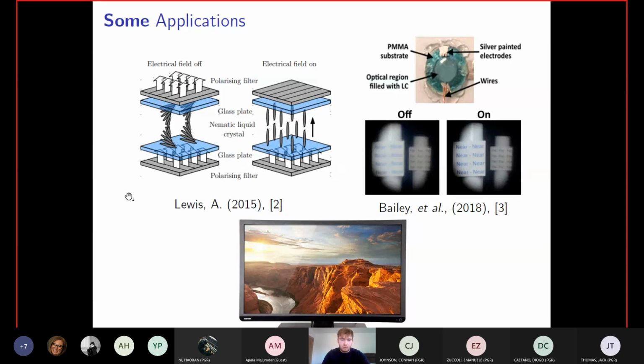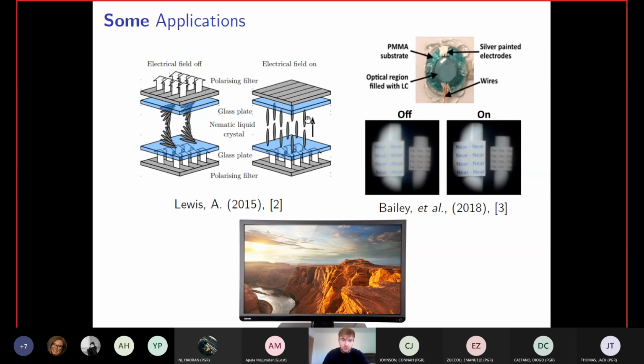Now let's look at some applications of liquid crystals. In this first image, you can see an example of a twisted nematic device, which has applications in liquid crystal displays, for instance. The idea is you have two glass plates within which you sandwich some liquid crystal, and they have a surface treatment so that the molecules twist between the two plates. Two polarizers are placed on the top and bottom at 90 degrees to each other. In this state, with the electric field turned off, light passes through the first polarizer, it then gets polarized by the liquid crystal, and so it's still transmitted through the other side.